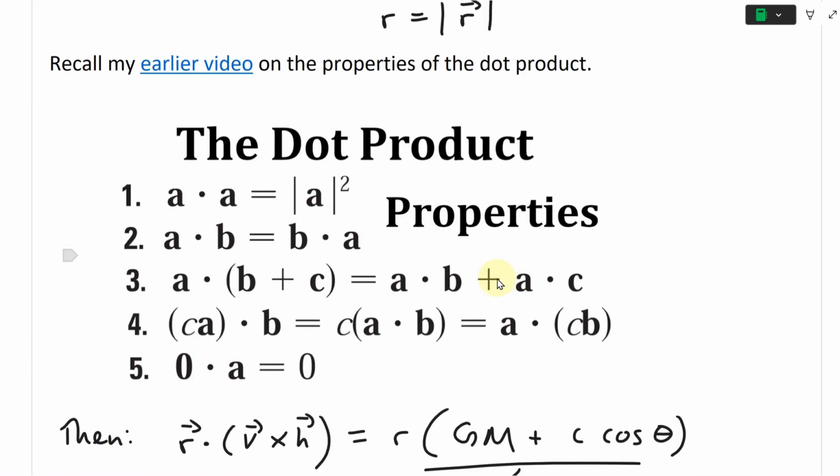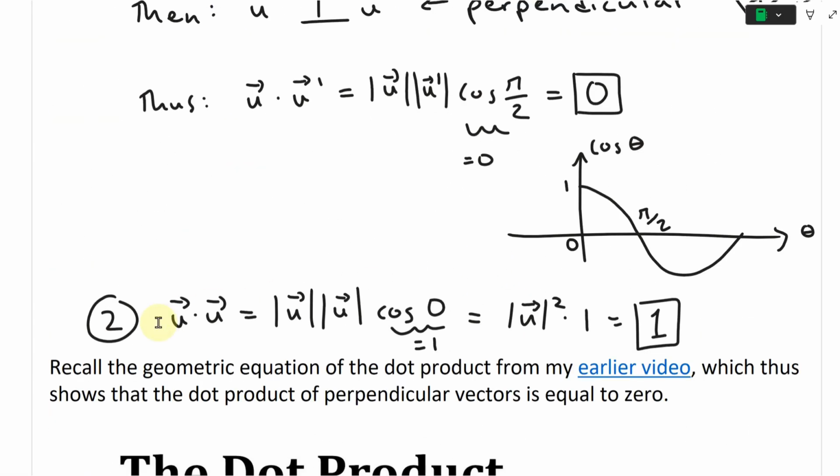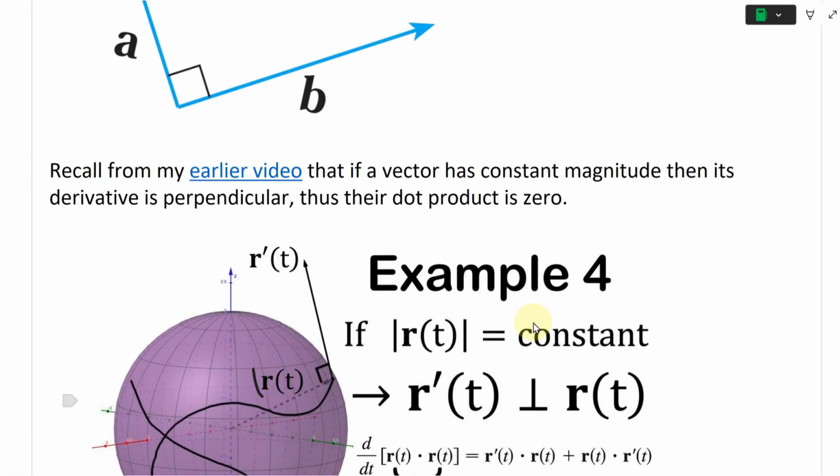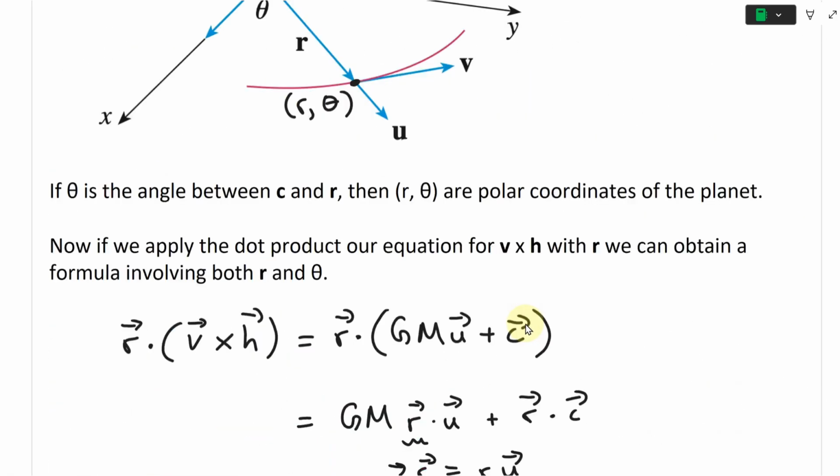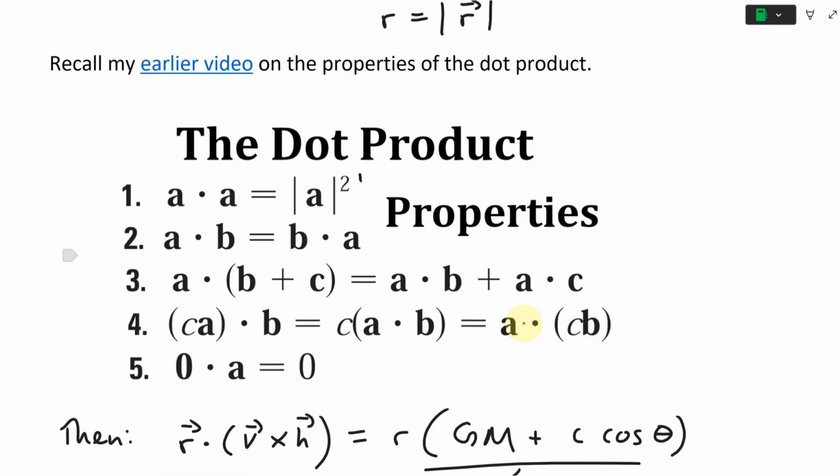Just plug in the cosine setup like this setup here, like all the way back over here. So we're going to get U dot U, for example, then we just get the two magnitudes, and cosine 0 is 1, and then just U squared, the magnitude of it. But again, it's also part of this property right here. So A dot A just equals the magnitude squared.